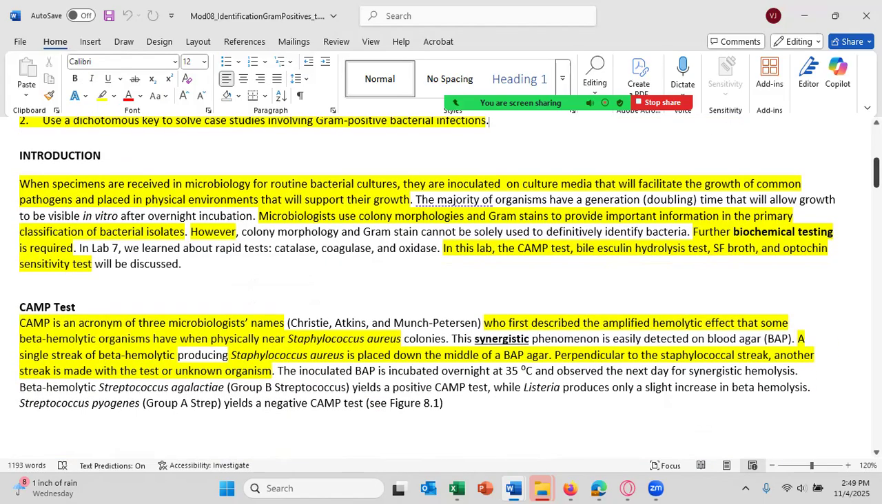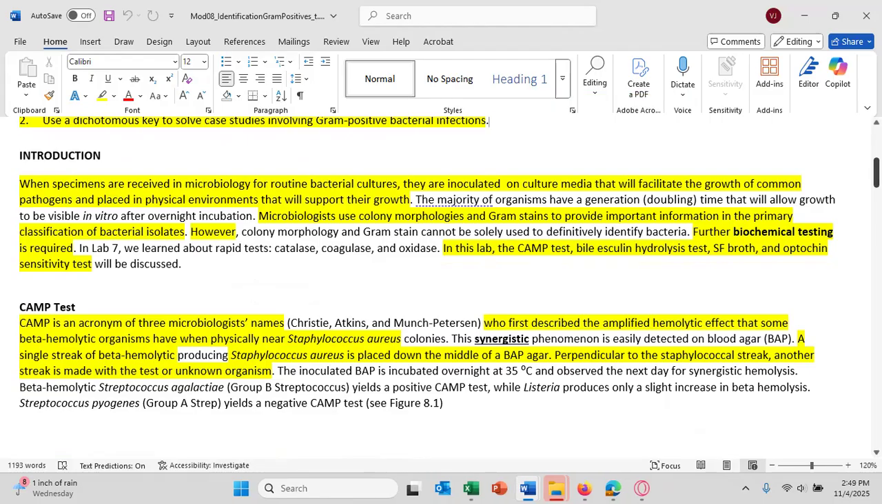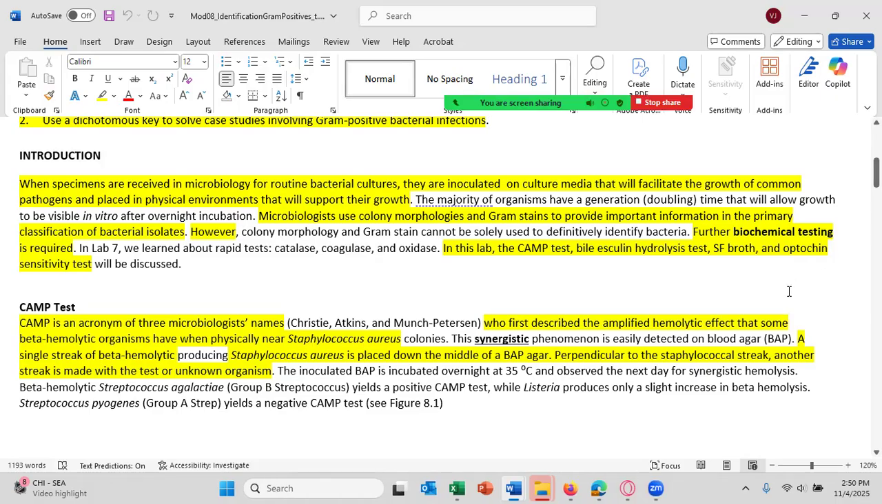When specimens are received in a microbiology lab for routine bacterial cultures, they're inoculated on culture media that will facilitate the growth of common pathogens and then placed in a physical environment that will support their growth. Microbiologists do use colony morphologies and the gram stain to provide important information about the bacterial isolates. However, further biochemical testing is required in order to identify these species. In this lab, we're going to talk about the CAMP test, the bile esculin hydrolysis test, the SF broth test, and the optochin sensitivity test. Any questions about any of that?